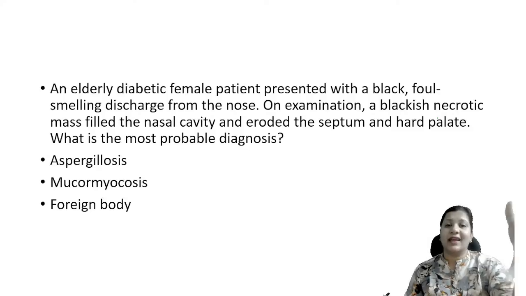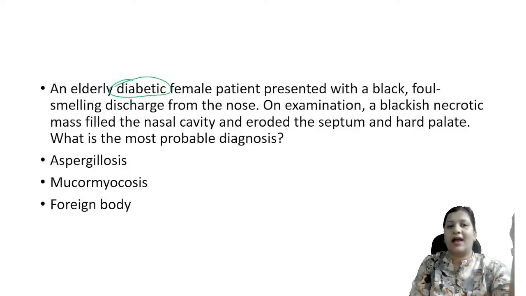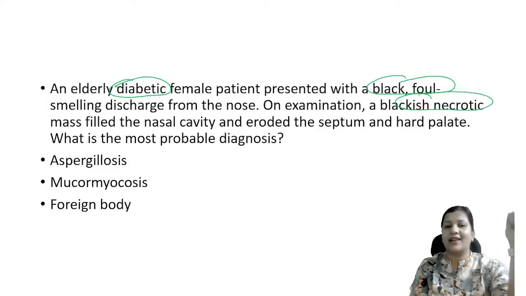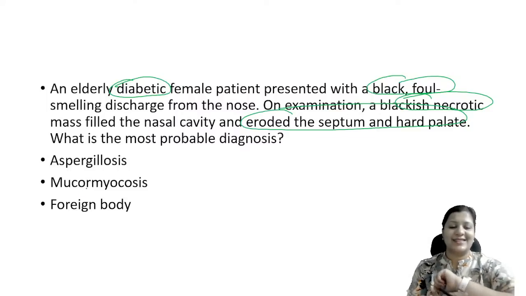Okay. Now this is again a typical repeat question which came constantly in 2 back-to-back years, and you could expect this topic again. So again the same formula: diabetes, elderly, black color discharge from the nose, black necrotic mass in the nasal cavity, septum eroded, hard palate eroded. Is it aspergillosis, mucormycosis, foreign body, or the other option I don't know, which was not given by the students? So what do you think is the answer?